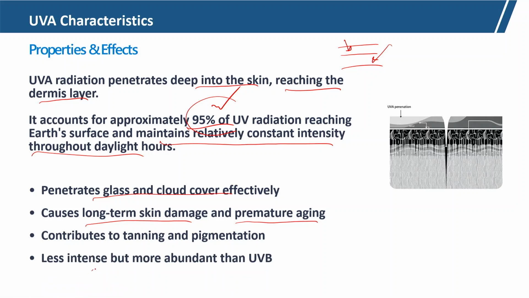It is less intense, but more abundant than UVB. UVB intensity will be more because of the lower wavelength. UVA is a long wavelength, so its intensity is less, but the quantity present is 95%, whereas UVB is typically around 5%.